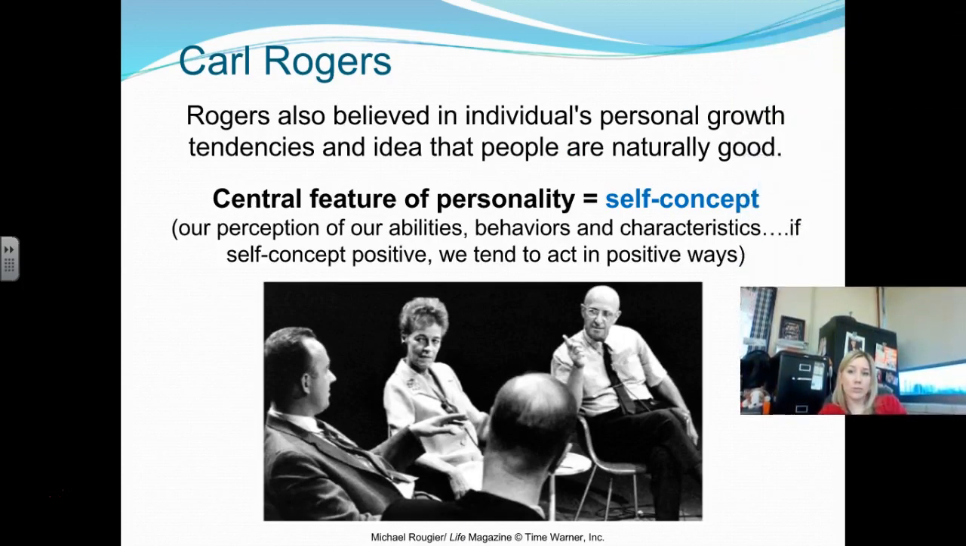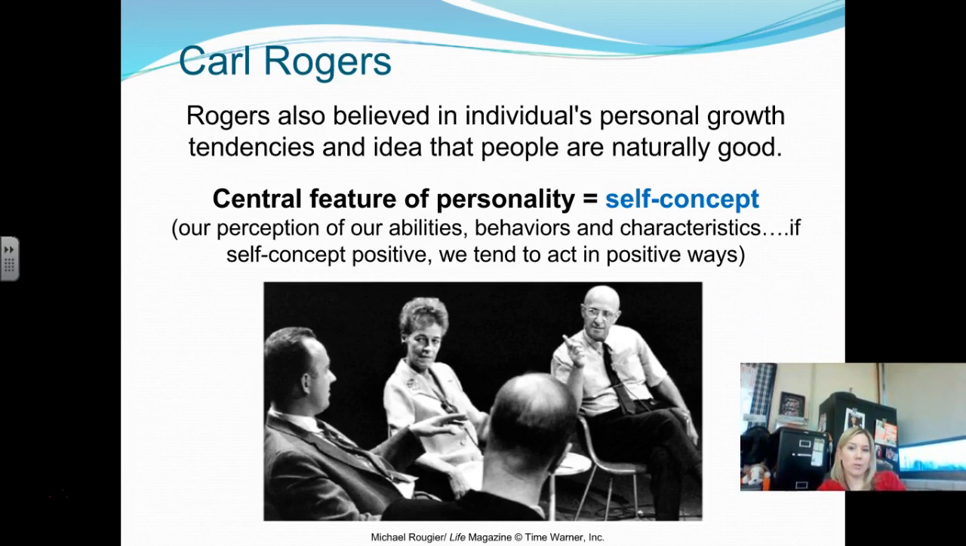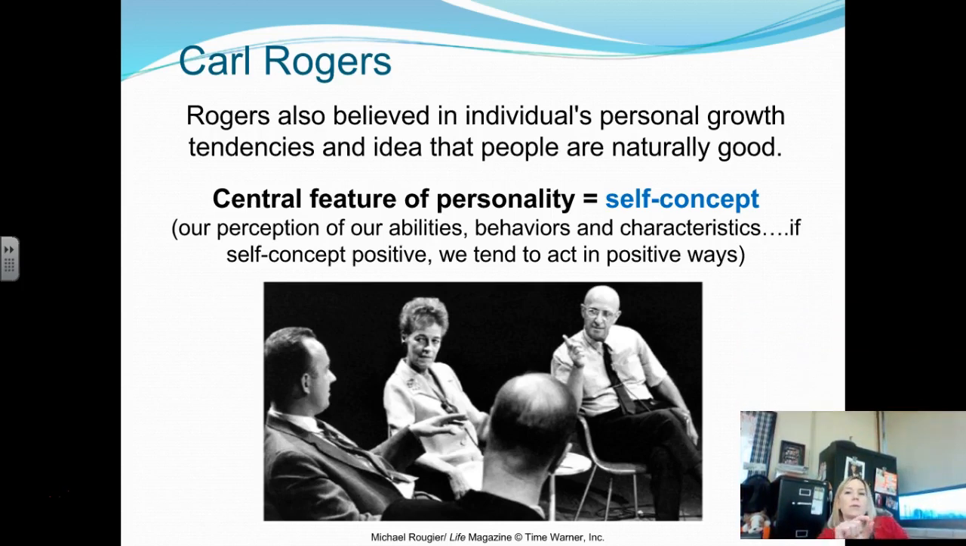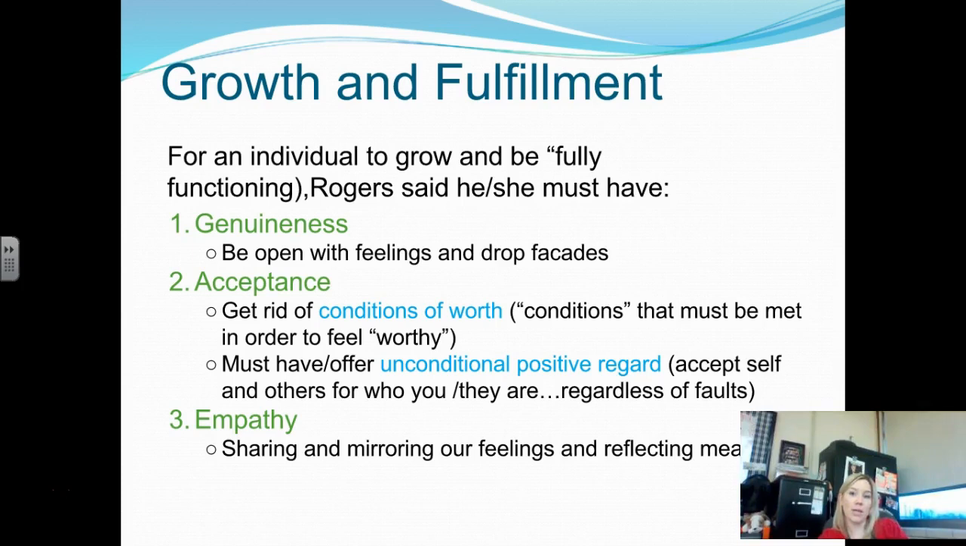Now, if we move on to the other theorist we need to talk about, that is Carl Rogers. He also is very big on self-actualization, but it's a little bit different. His focus to reach self-actualization is via the concept of the self, okay? How you perceive your abilities, your behaviors, your characteristics. And so that was ultimately his key area of focus, okay? So you have personal growth, and every one of us has the capacity to reach that level for ourselves. People are naturally good, but for him, the central feature of your personality is how you perceive yourself, okay? That self-concept and what it is.